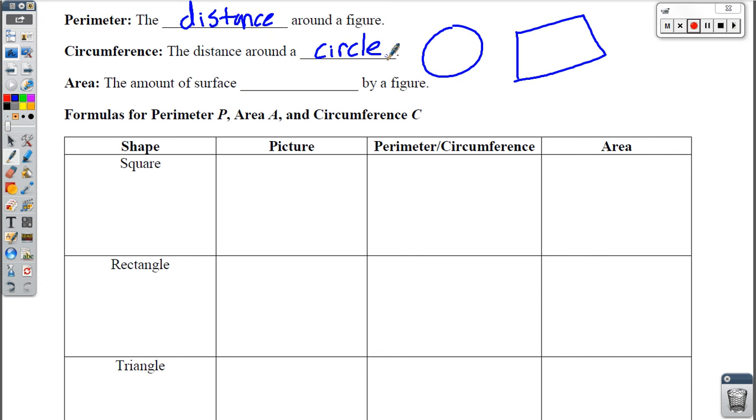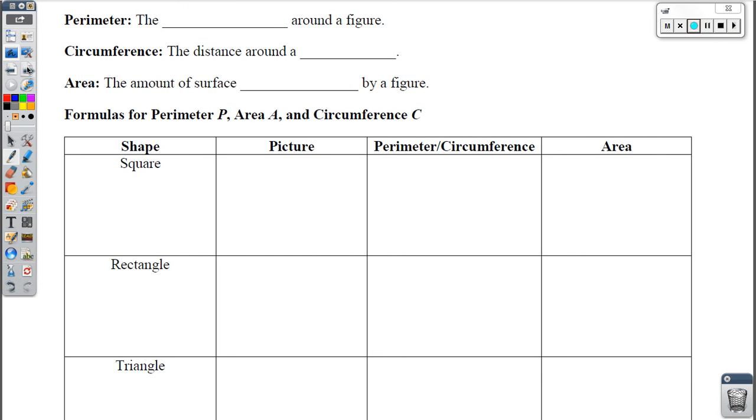Area is the amount of two-dimensional space that an object takes up. So it's the amount of surface covered by a figure. And now we're going to look at some formulas here for these different shapes that we can have.